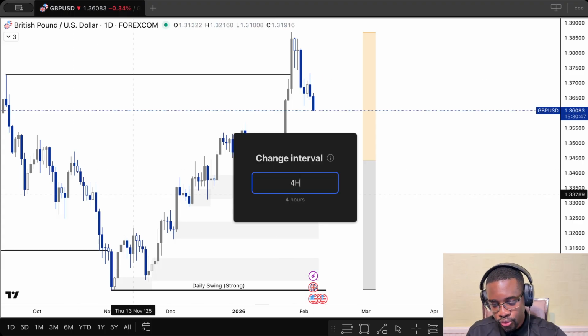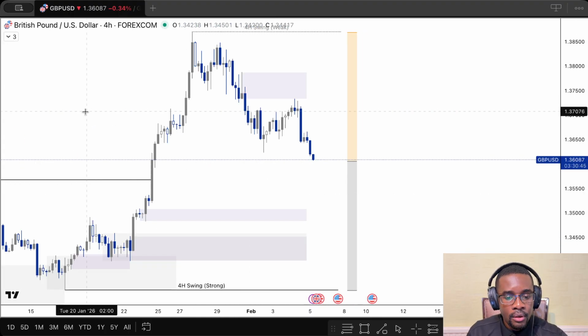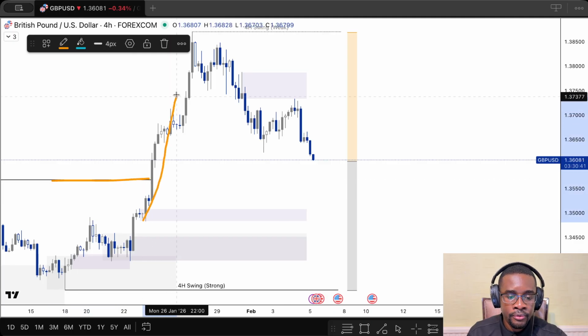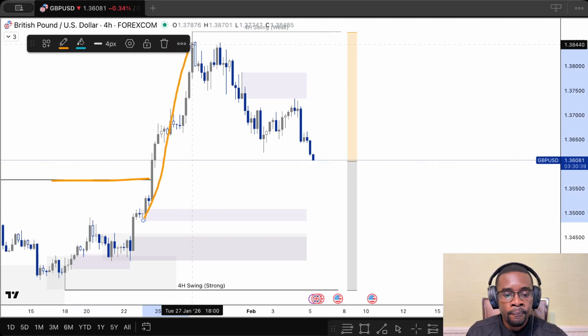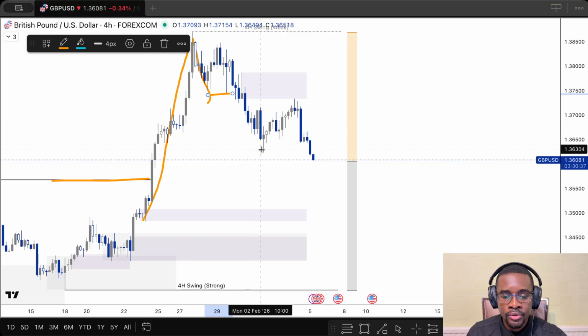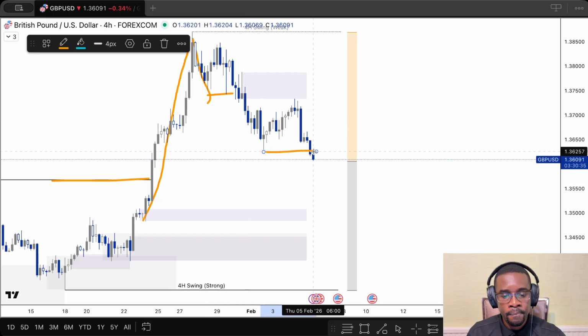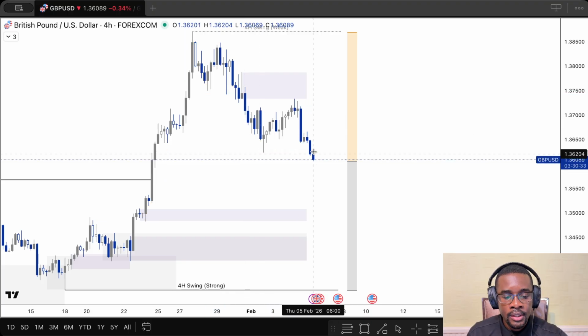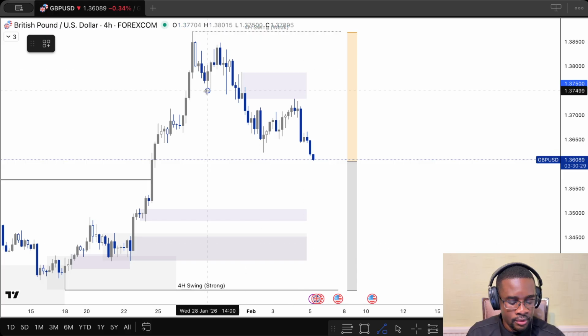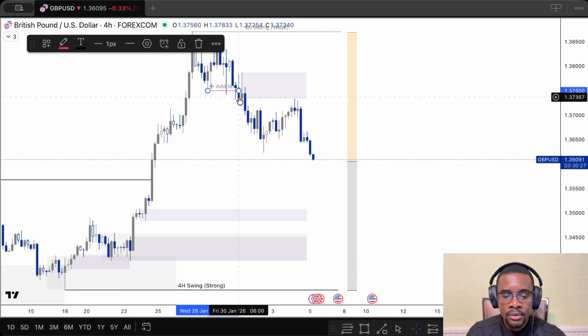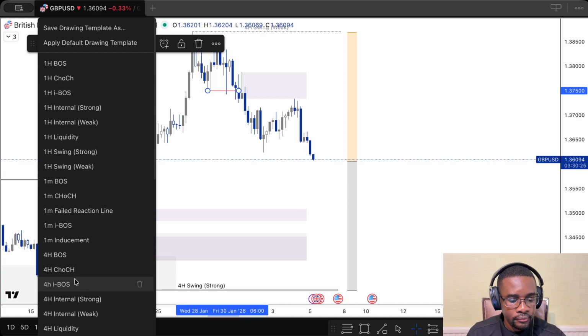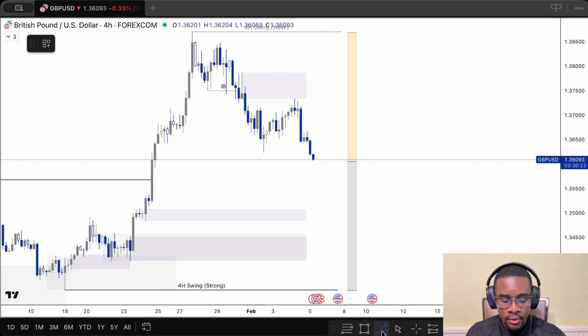Then 4H. Right, 4 hour, same thing. We broke structure to the upside with an extended push, and then internal, we are now breaking structure to the downside. So our internal has switched bearish. All right, so let me just mark these internal ranges on the 4 hour. Right, call them internal breaks of structure.